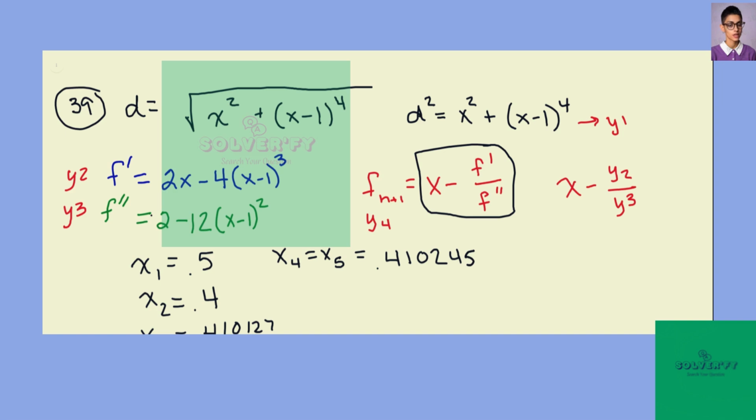So now I plug in 0.410245 into my f function, which is in my y1 position. And that gives me 0.2892.